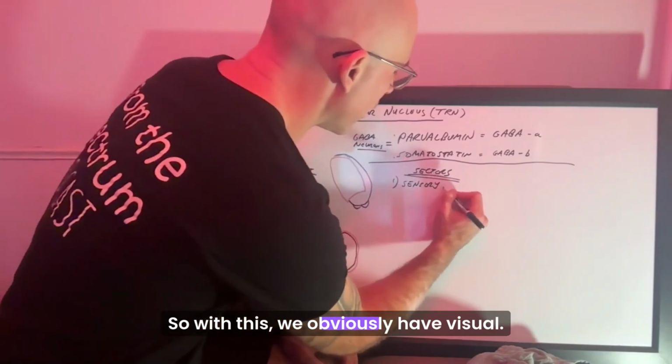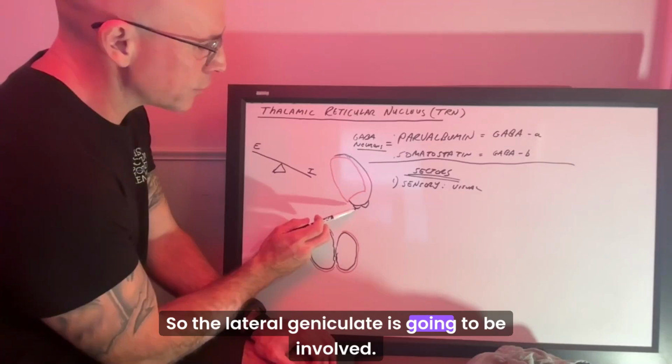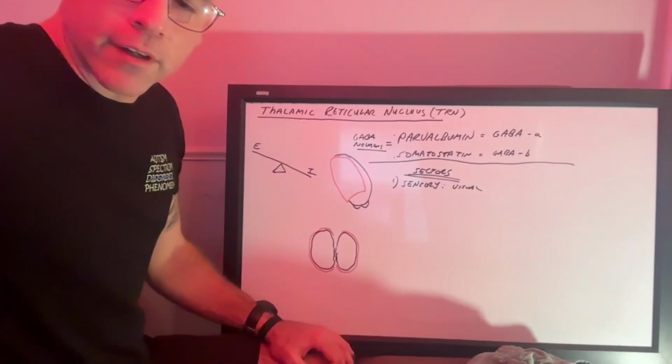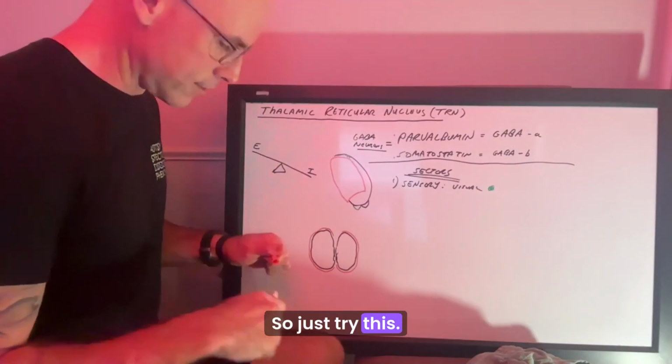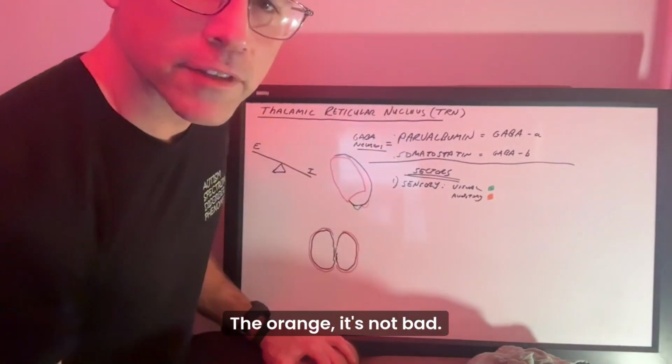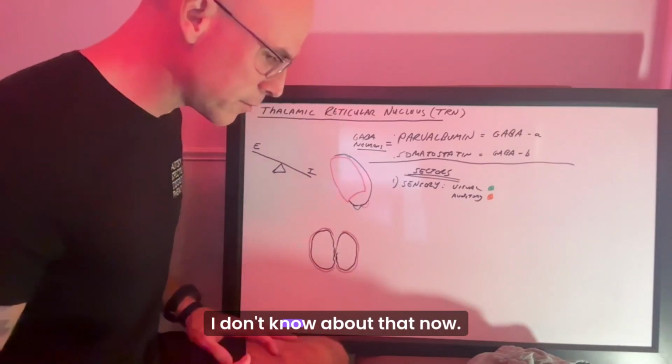So with this, we obviously have visual. So the lateral geniculate is going to be involved. We might as well, let's see if this will work out. We'll just try this. Auditory. The orange. It's not bad. Looks like Miami Hurricanes. I don't know about that.